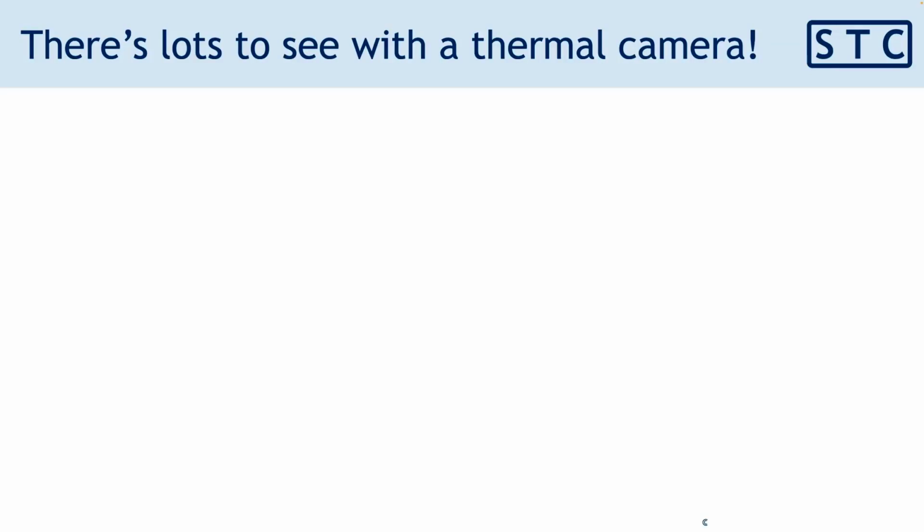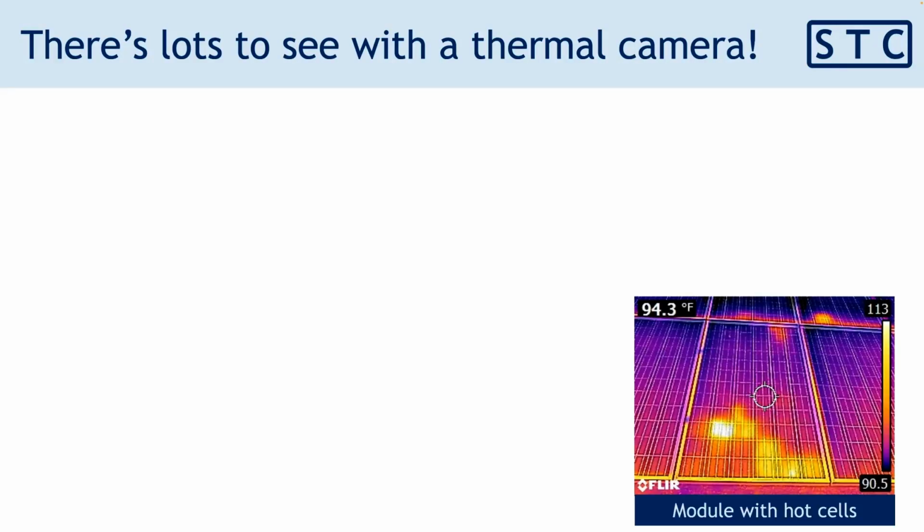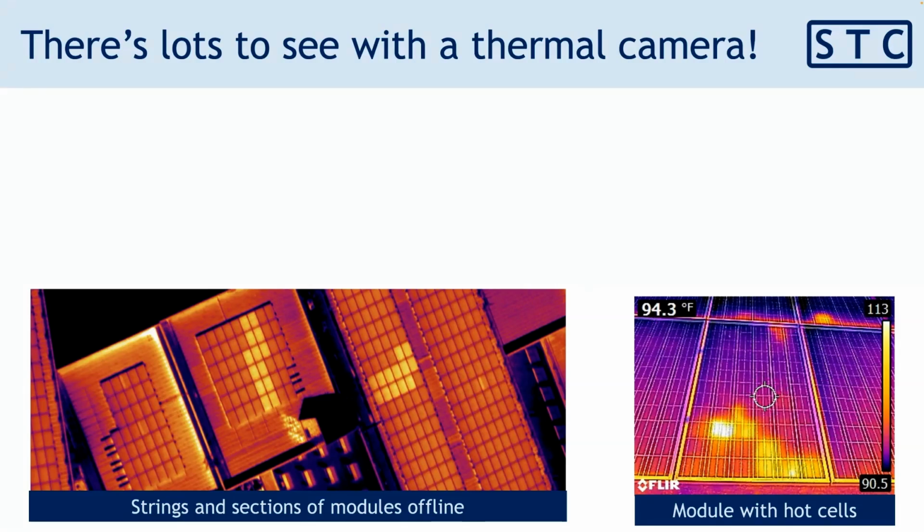So diving into some of those things we can see with the thermal camera, we can see hot cells on individual modules. We can see strings and sections of modules that are offline. In that image on the bottom left there, you can see several strings of modules that are all hotter than everything else. Modules that are not operating appear hotter than the modules around them.